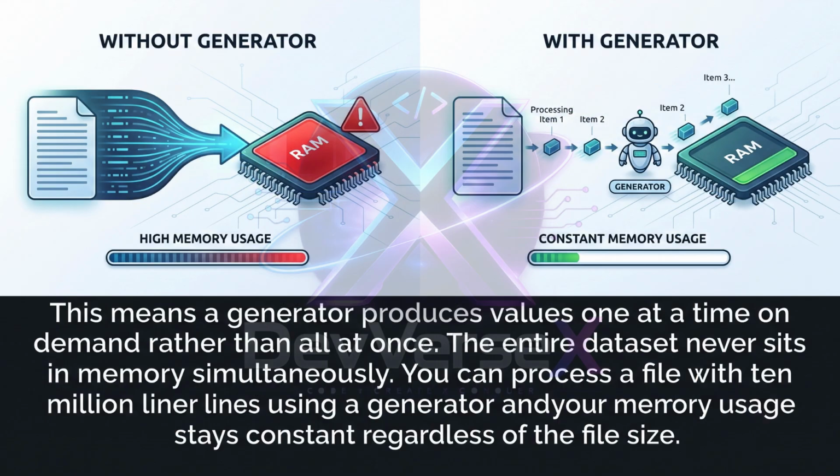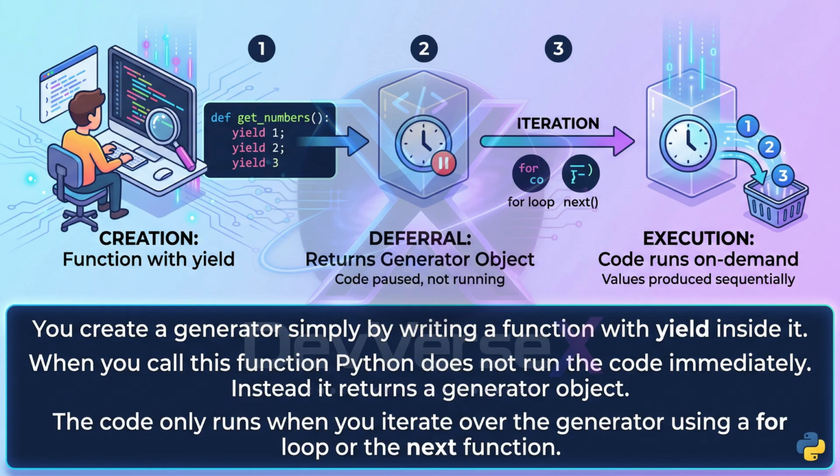This means a generator produces values one at a time on demand rather than all at once. The entire dataset never sits in memory simultaneously. You can process a file with 10 million lines using a generator, and your memory usage stays constant regardless of the file size. You create a generator simply by writing a function with yield inside it.